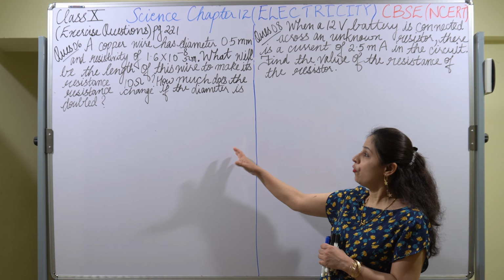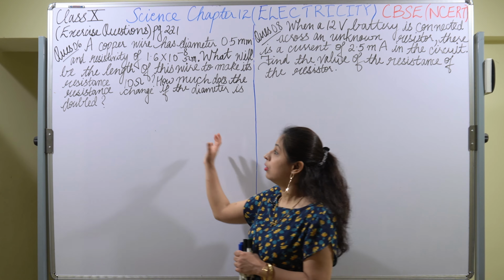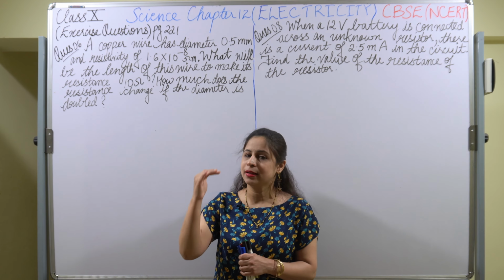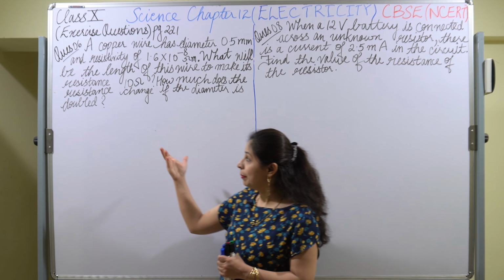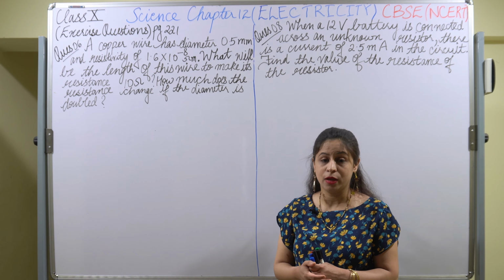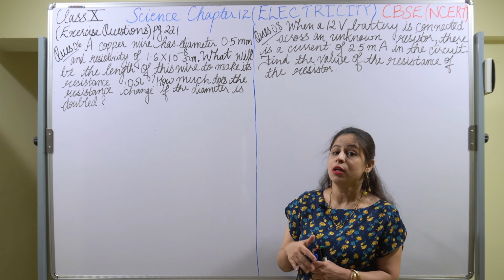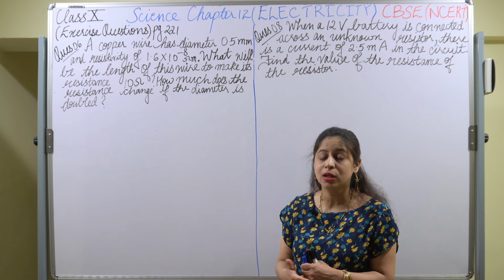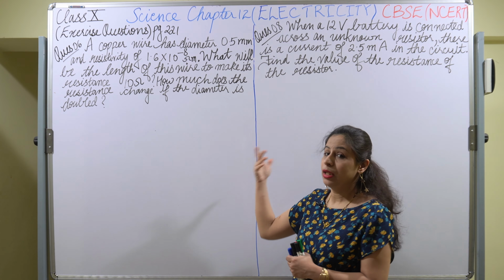Okay, so in the first part we need to find out the length of the wire having the resistance equal to 10 ohms, and in the second part we need to find out what will be the effect on the resistance if the diameter is doubled. So let us start with the first part by finding out the length value.